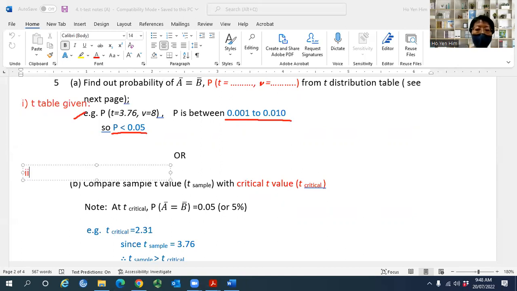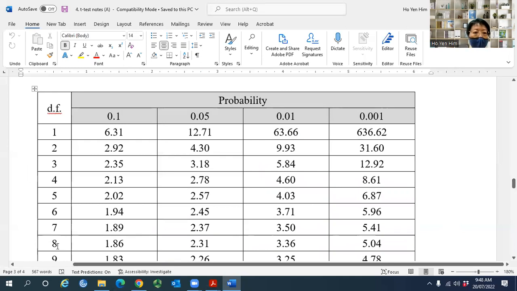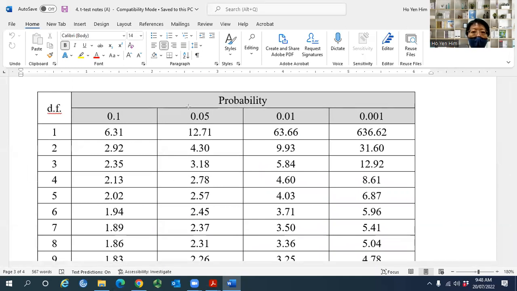The second way is when the critical T value is given. Then they don't give you the table, they give you the critical T value only. For example, the critical T value is 2.31. I'll show you how to see whether 2.31 is correct or not. Degrees of freedom 8. Critical T value is when probability is at 0.05. At degrees of freedom 8, it's this value here, 2.31.